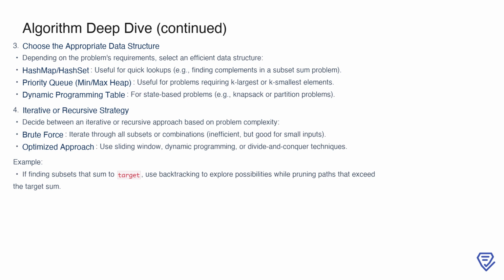After selecting the data structure, it's important to decide between iterative and recursive strategies. Brute force approaches, while simple, can be inefficient for larger inputs. Optimized strategies, such as sliding window techniques, dynamic programming, or divide and conquer, can handle larger problem spaces more effectively. If you're exploring subsets, for example, a backtracking approach allows you to explore all possibilities while pruning branches that exceed the target sum, saving significant computation time.